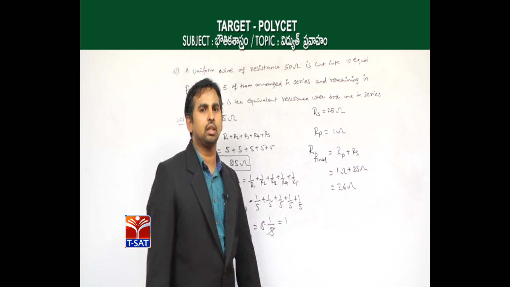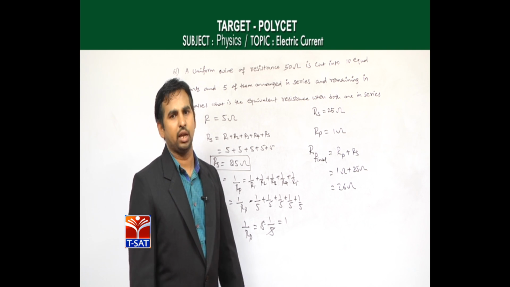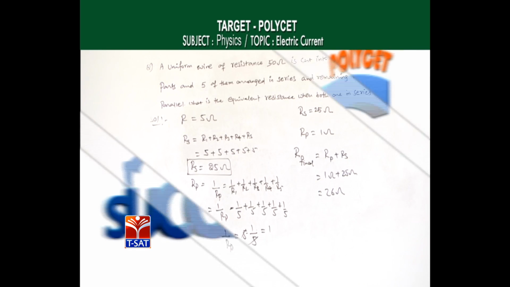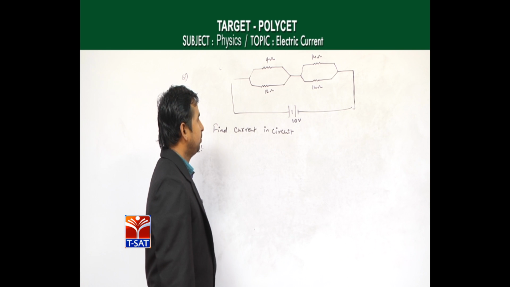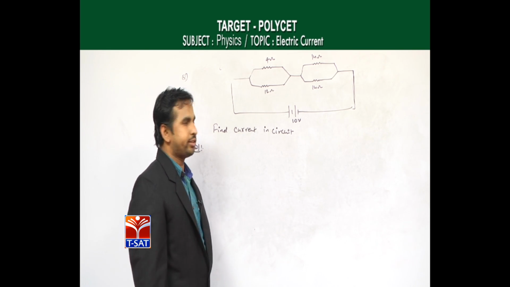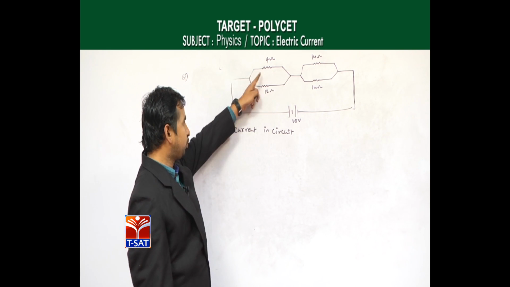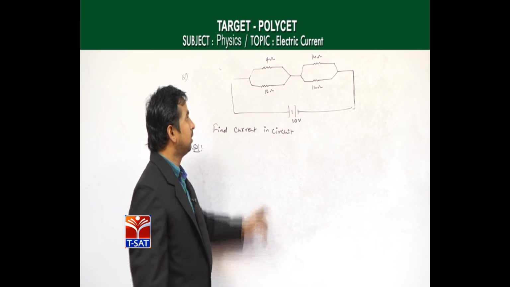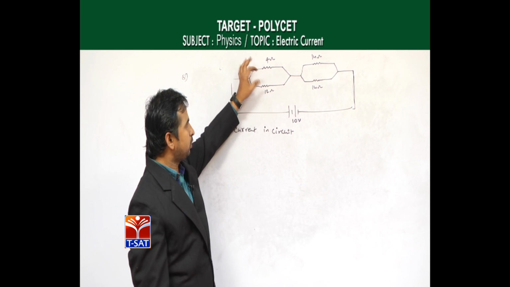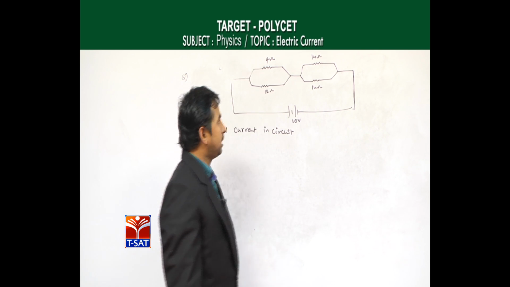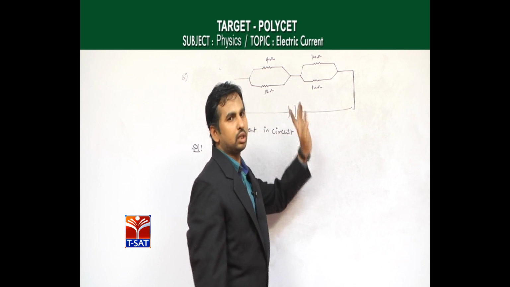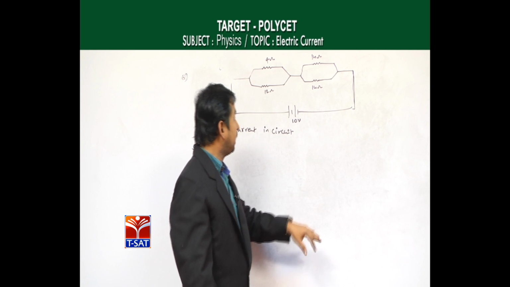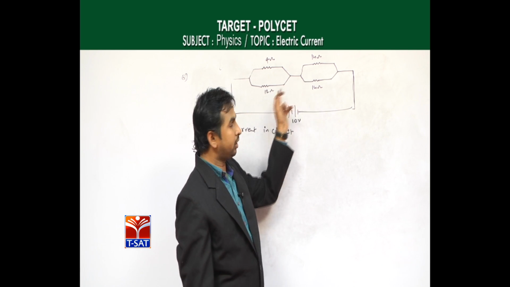Then we are getting the value if they are connected in parallel. Now see the next one, in which a total of 4 resistances are given: 4 ohms, 12 ohms, 14 ohms, and 14 ohms. This 12 ohms and 4 ohms, these two are connected in parallel, whereas these 14 and 14, these two are connected in parallel here.